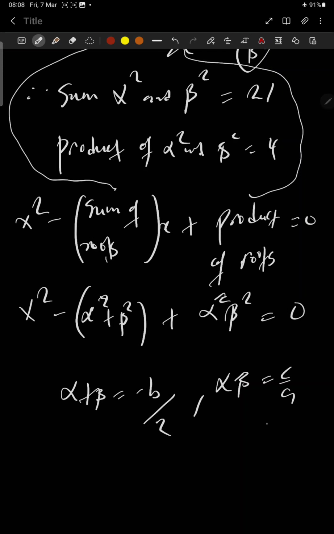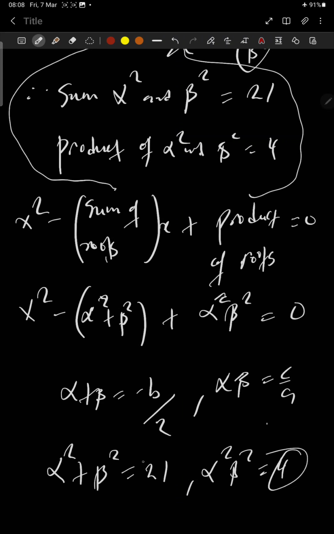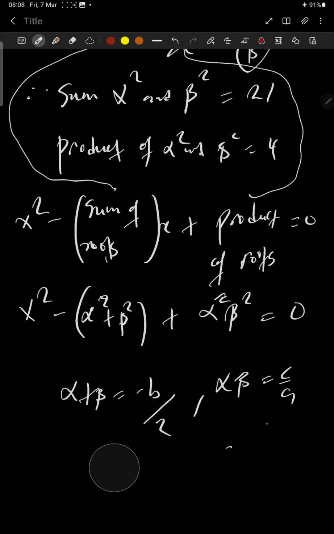Now in this case everything is very different, meaning our alpha squared plus beta squared, they've already given us to be 21, and our alpha squared beta squared will be 4. They've already given us what these will be. But if you're having the traditional question where they say the roots are alpha and beta, you have to use the identity, negative b over a and c over a.